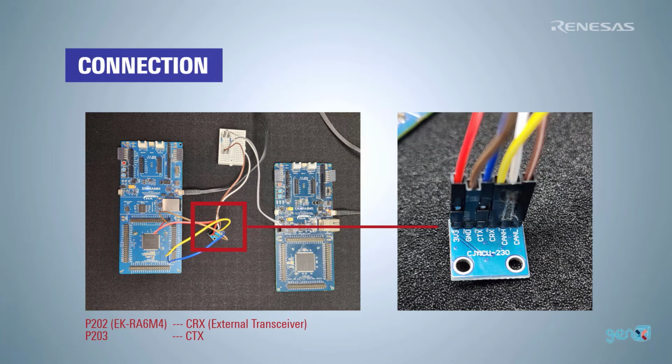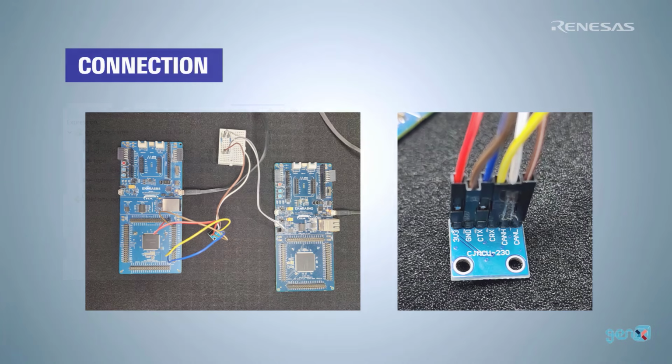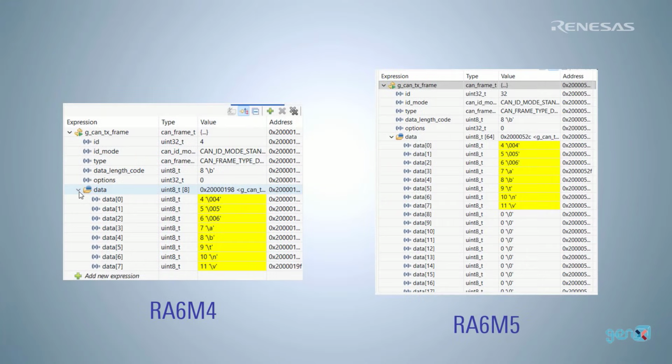Here are the hardware connections. As shown, the RA6M4 requires an external transceiver, while the RA6M5 can use the onboard transceiver. Both devices are connected to the common CAN-H and CAN-L lines on a small breadboard, with termination resistors in place.